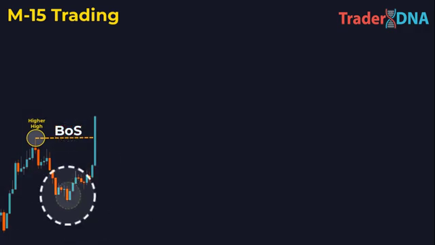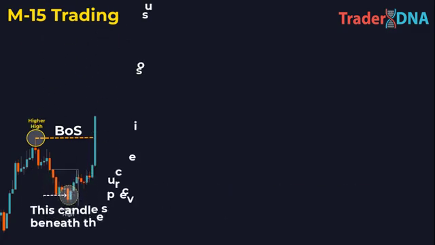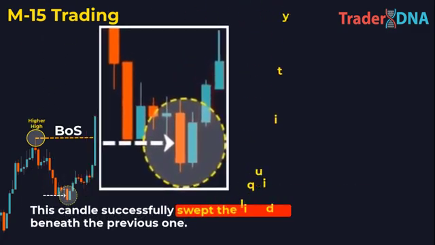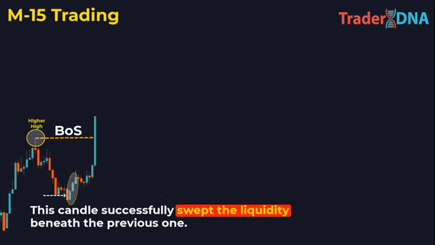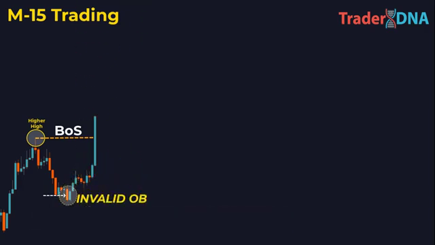The red candle at the extreme represents the final bearish candle that appeared before the price began its significant upward push. This candle successfully swept the liquidity below the preceding one. However, upon closer examination, it becomes evident that this candle's order block is mitigated by the presence of a small upper wick. As a result, this particular order block does not meet the criteria to be deemed valid.